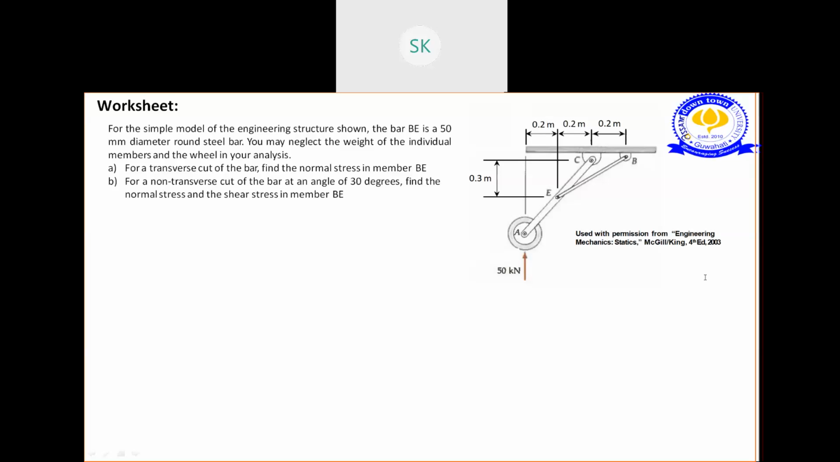After you find out the force in the member BE, you will automatically be able to find out the transverse cut of the bar. Due to the transverse cut of the bar, how much will be the normal stress in the member BE, and for the non-transverse cut, how much will be the normal stress and shear stress in the member BE at an angle when the cut is in the 30-degree direction.